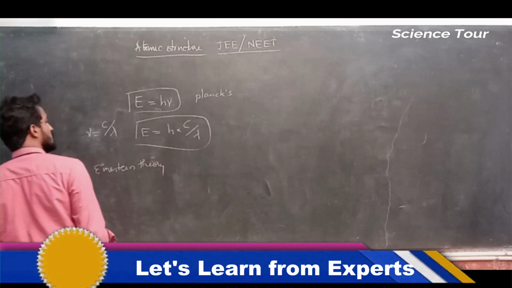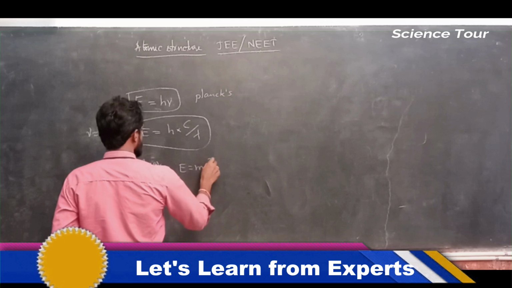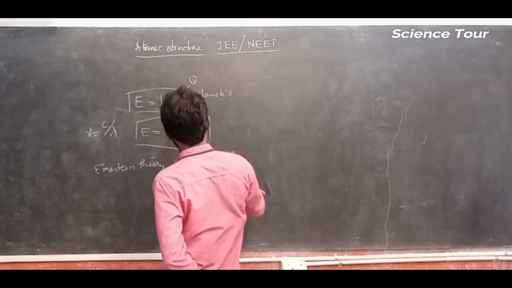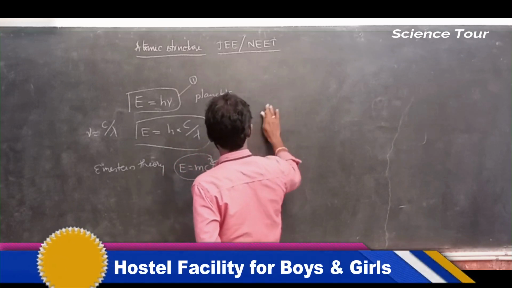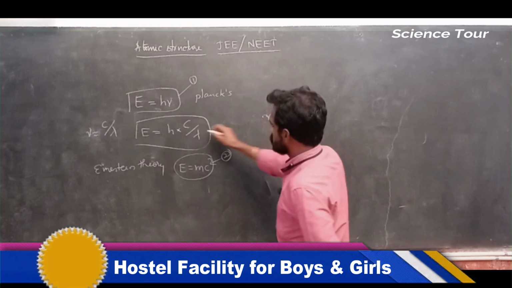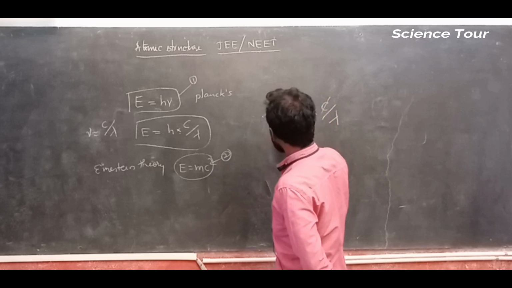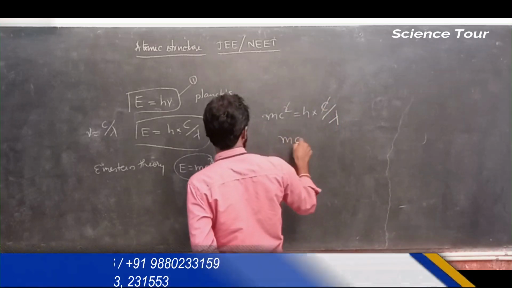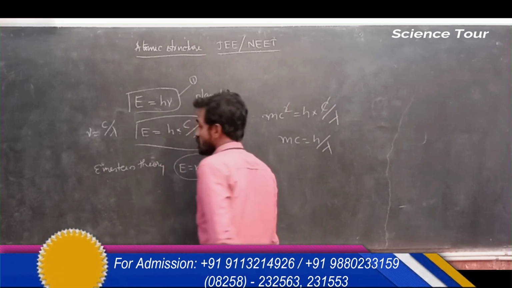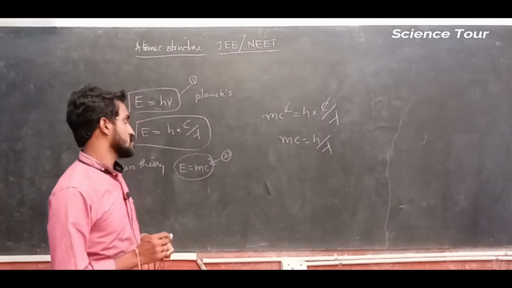In Einstein's theory, my dear students, he explained E is equal to mc square. These two equations are the same, 1 and 2, so using equations 1 and 2, h nu is equal to mc square, that is, h c by lambda. The c will get cancelled, correct? Here mc is equal to h divided by lambda. This is one equation. My dear students, please note down this equation.